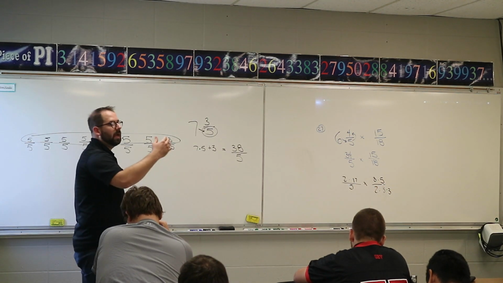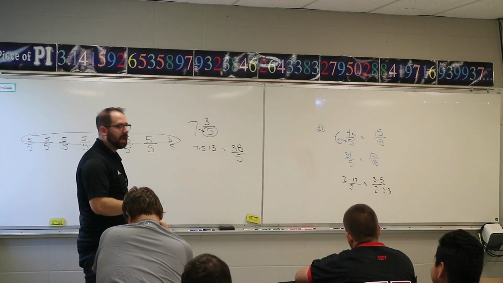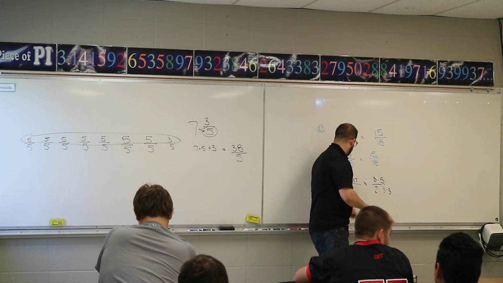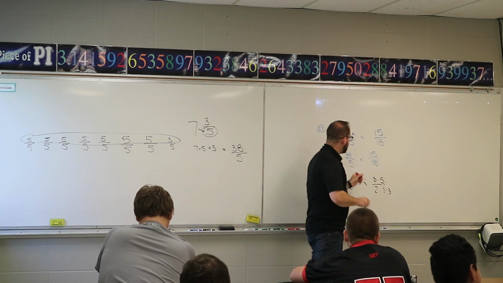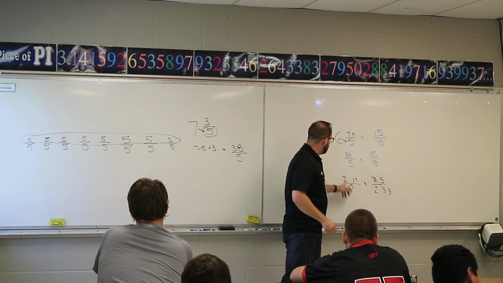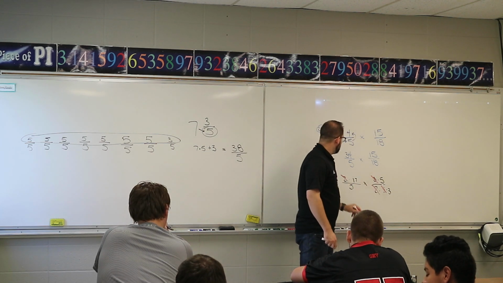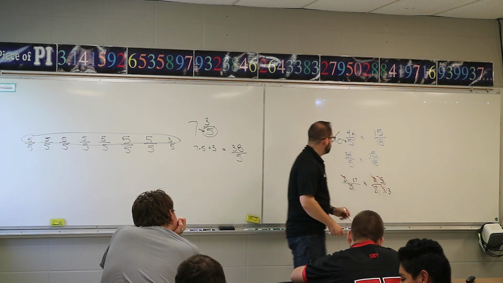Now, what we're going to do is look up and down. Is there anything I can cancel? Well, I have a pair of 3s, so I can cancel those out. Up and down over here, nothing. Now what I can do is go diagonally. Well, I have a pair of 2s. I have a pair of 5s.